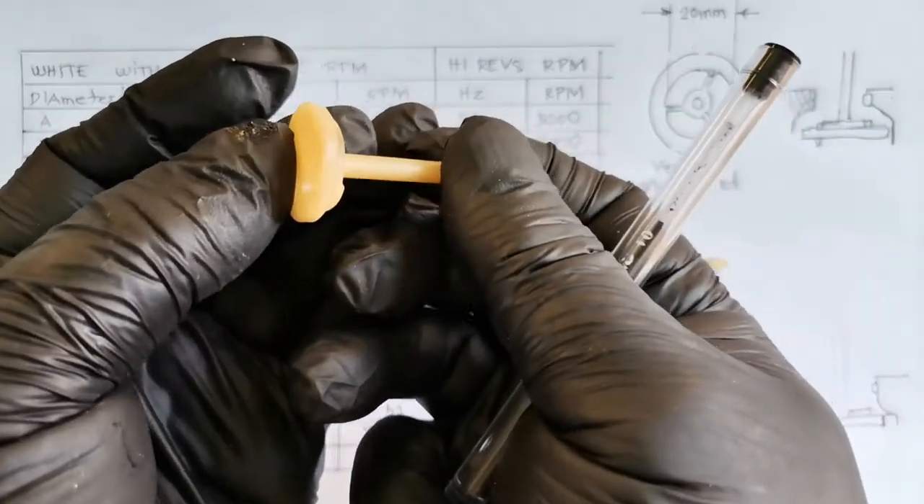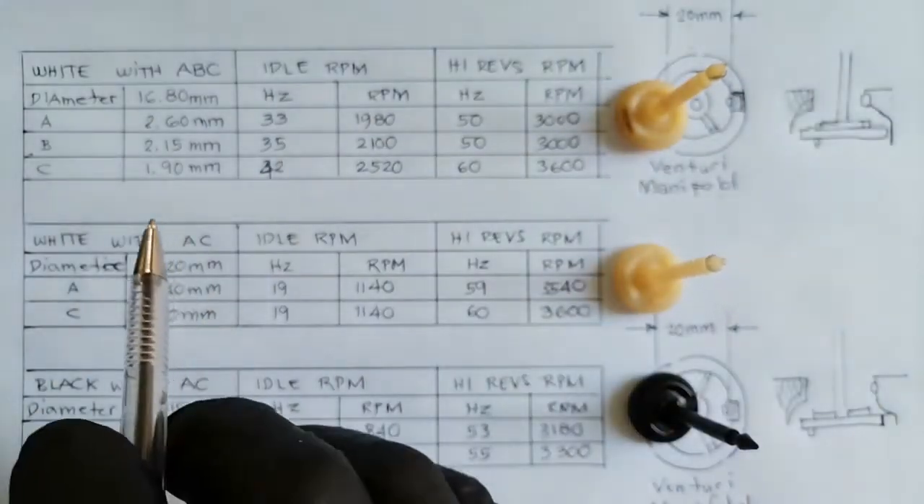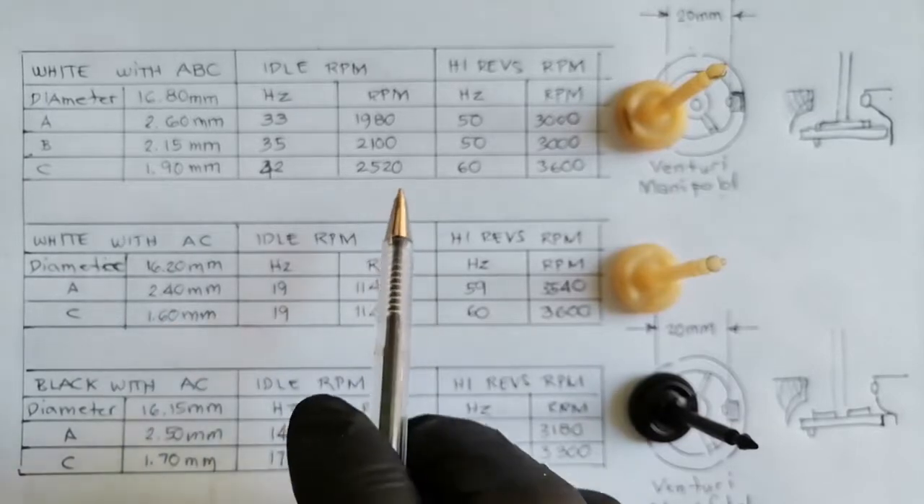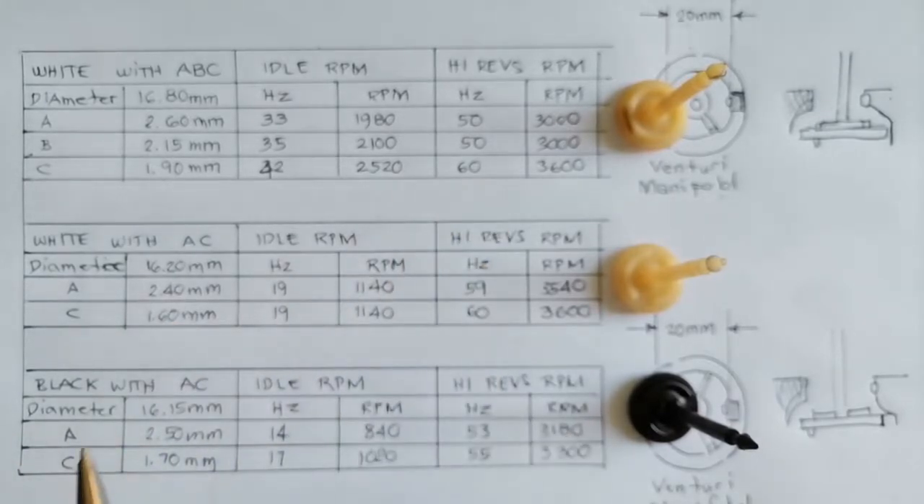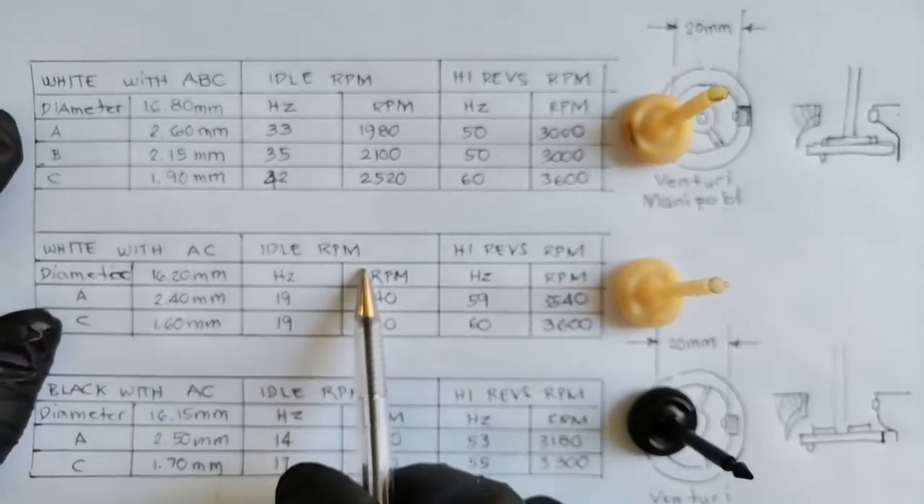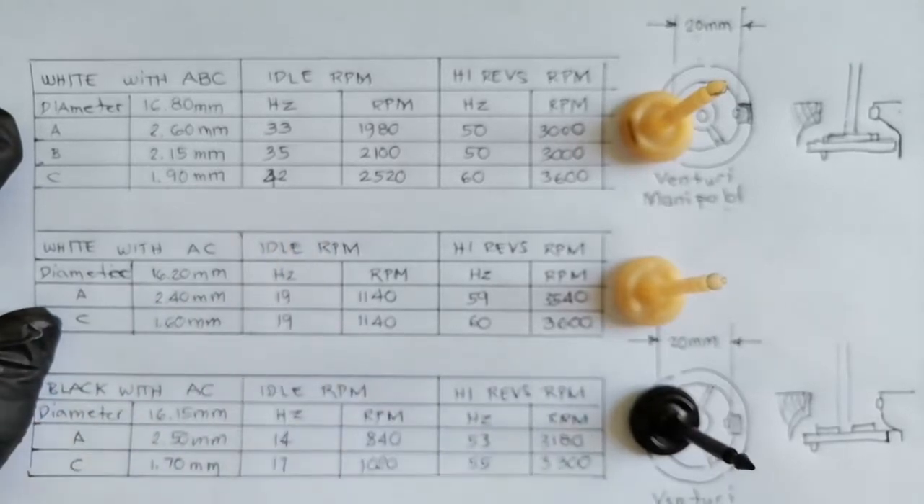The lower the height is the one that's on the C. The lower the height, the more petrol it gives, that's why the RPM is higher, and with the higher height, there is less petrol and it gives less RPM.